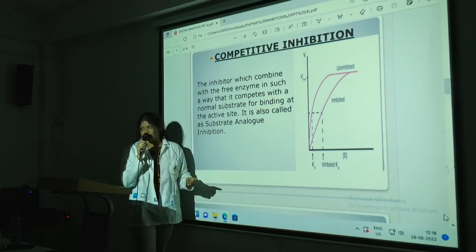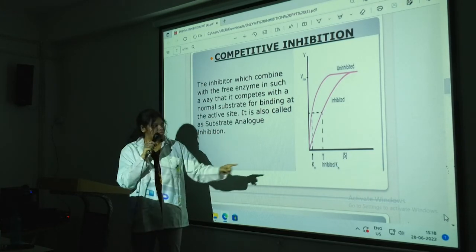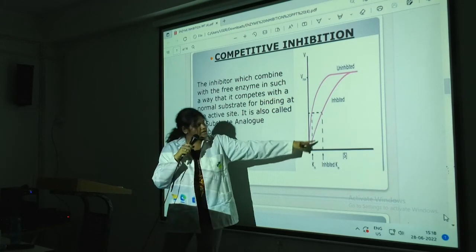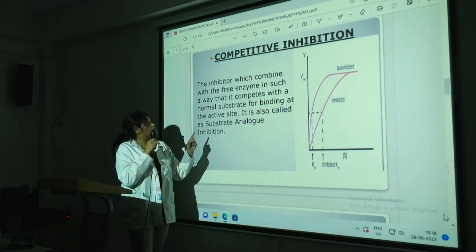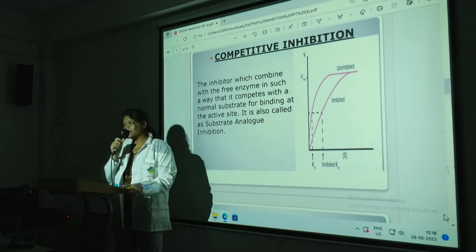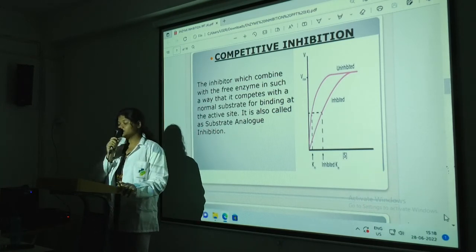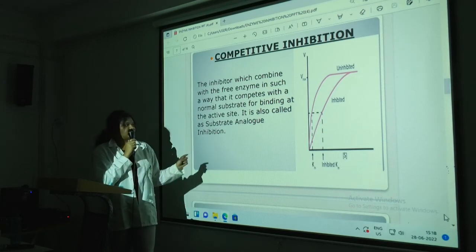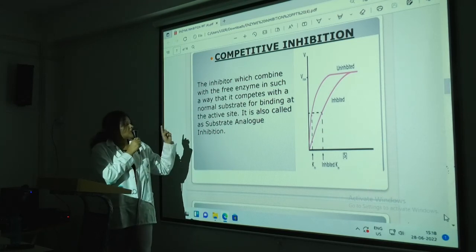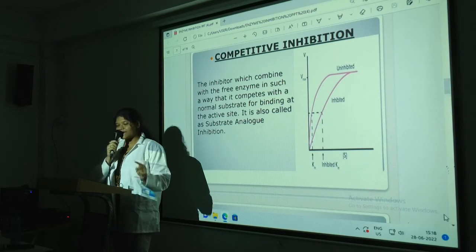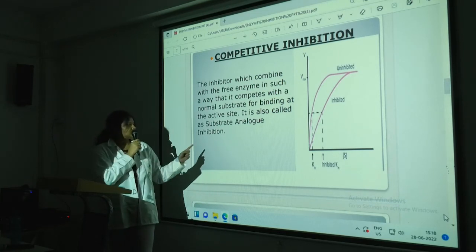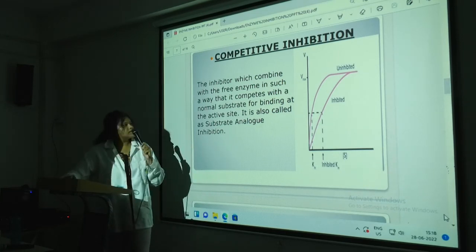For the competitive inhibition, as we can see in the graph, the Km value keeps on increasing, but the Vmax value remains constant. Here, the inhibitor combines with the free enzyme in such a way that it acts on the active site of the enzyme and competes with the normal substrate to bind at the active site. So it's also called substrate analog inhibition.